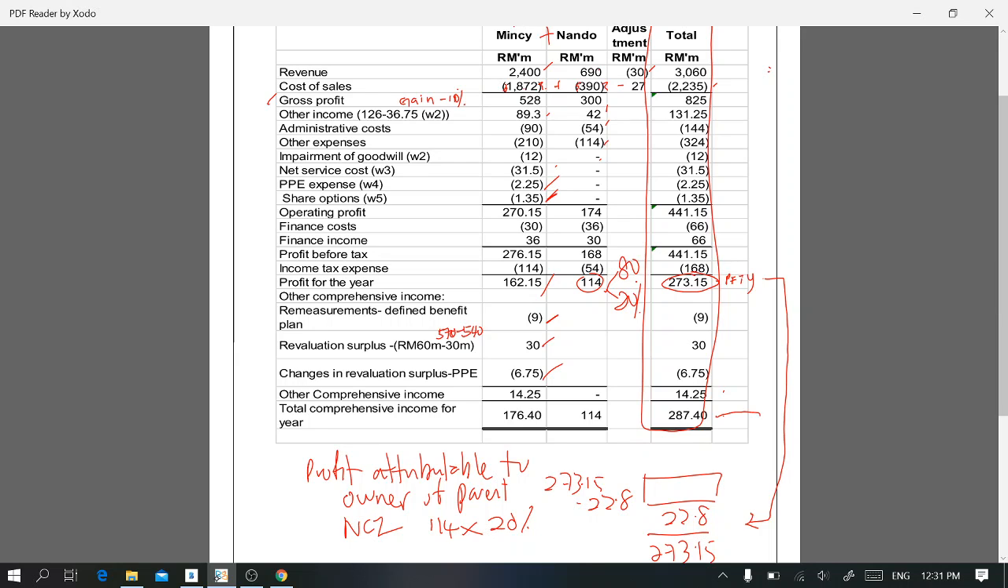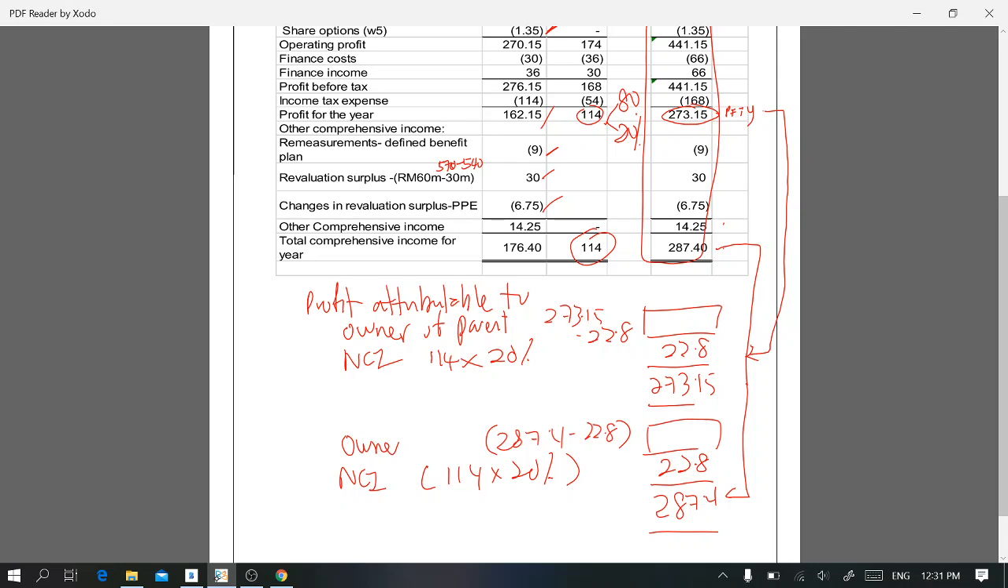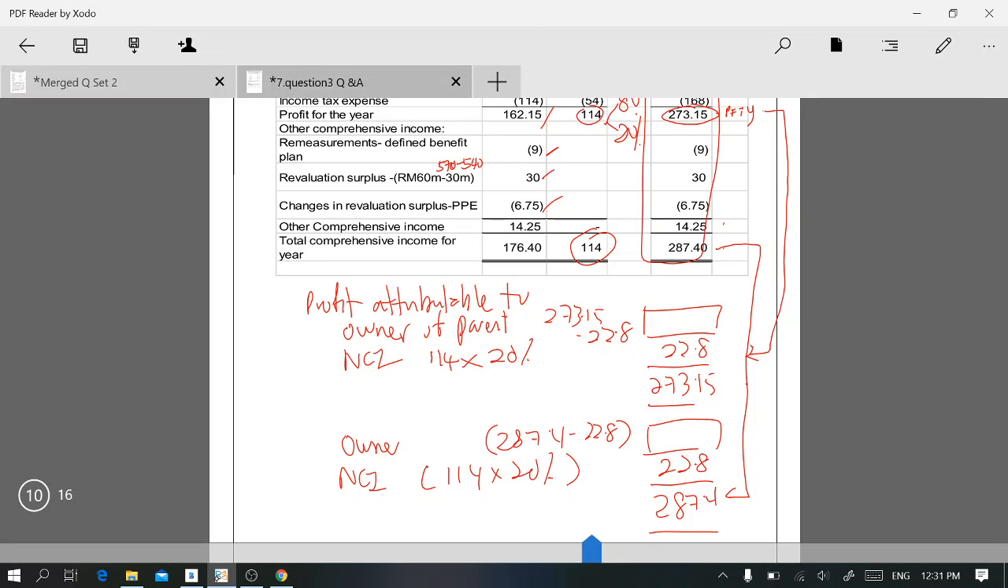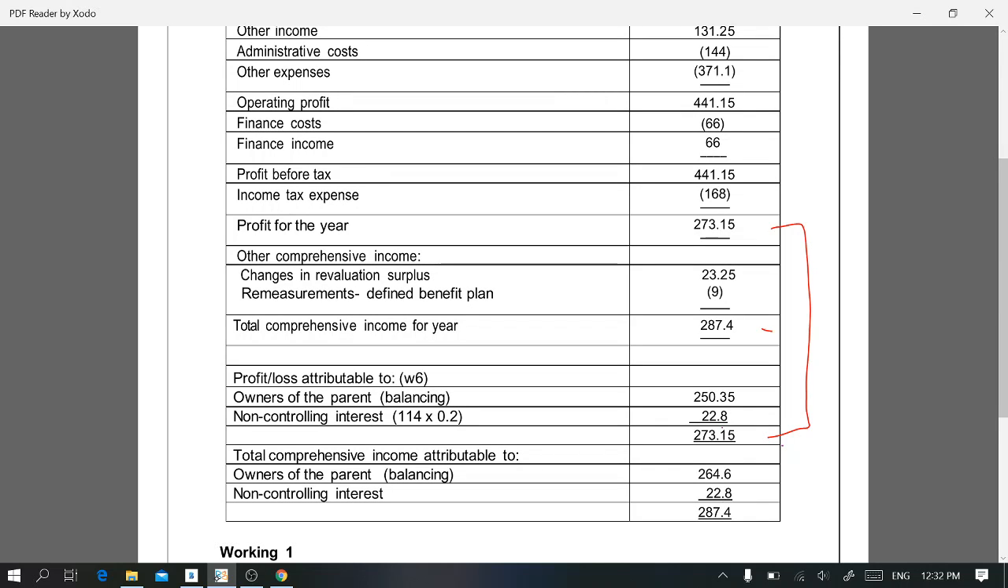Total comprehensive, $287.4. Same thing, out of the 114, 20% belongs to NCI. So this is the balancing. 287.4 minus 22.8 balancing. So the full answer is here. Okay, these are balancing figures.